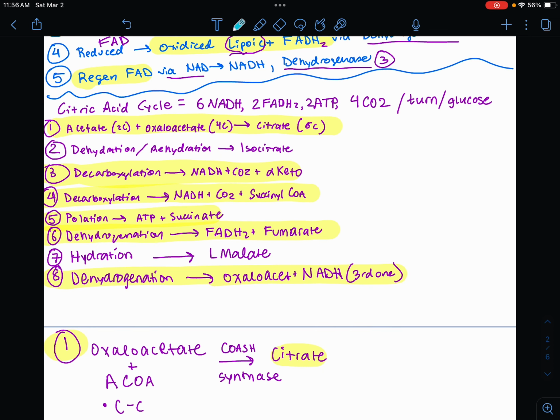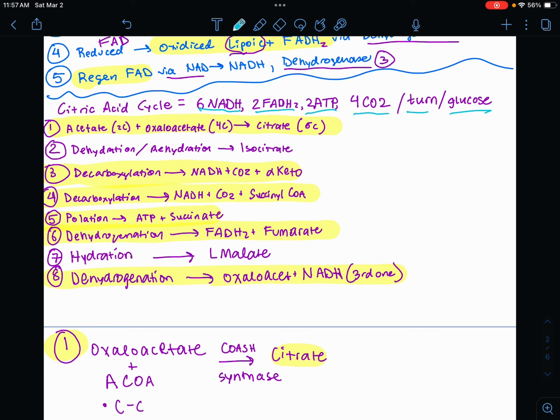And so 1 turn per glucose, this is going to be what's made in the citric acid cycle. 6 NADH, 2 FADH2, 2 ATP, 4 CO2, and of course there's going to be the 6 hydrogens, but these are the 4 main things. And that's again for per turn per glucose. So 6 NADH, 2 FADH2, 2 ATP, and 4 CO2 per turn per glucose.